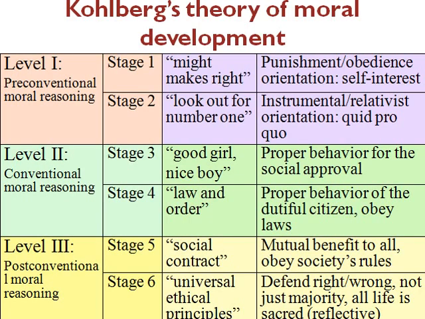The last is level 3, where stages 5 and 6 come, and this level 3 is called post-conventional moral reasoning. Under stage 5, we have the social contract, which is a mutual benefit to all, and obeying society's rules. And in stage 6, we have what are called universal ethical principles, where we try to defend right and wrong, not just the majority. All life is sacred. We are trying to be more judgmental.